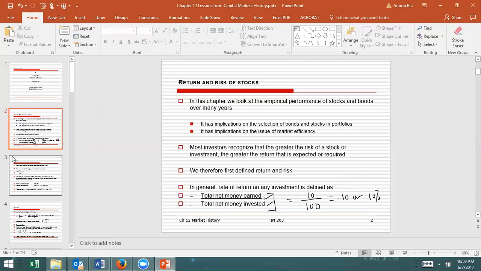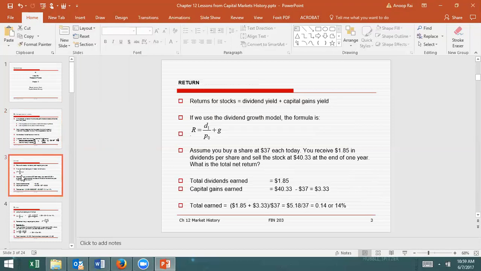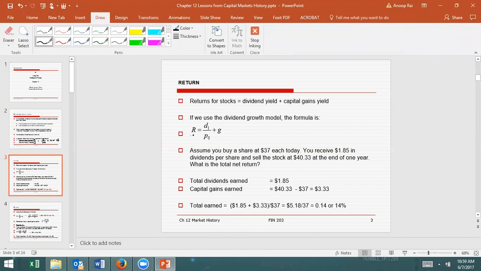What if you invested in something like a stock? Well, then we can continue to use our formula that we had derived earlier, which is R is equal to D1 over P0 plus G. How does it work? Let's use a simple example first. Assume you buy a stock today, a share, for $37. You keep the stock for 1 year.